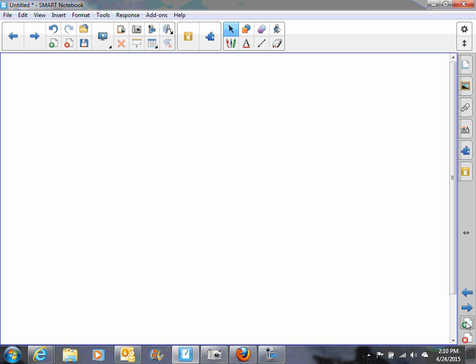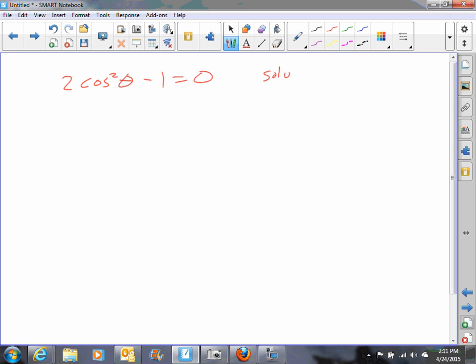Let's say we have the equation 2 cosine squared of theta minus 1 equals 0. And we want to solve this for 0 is less than or equal to x is less than or equal to pi. We'll be doing this in radians. So what we're saying here is we want all the values in the first and second quadrant where this works.